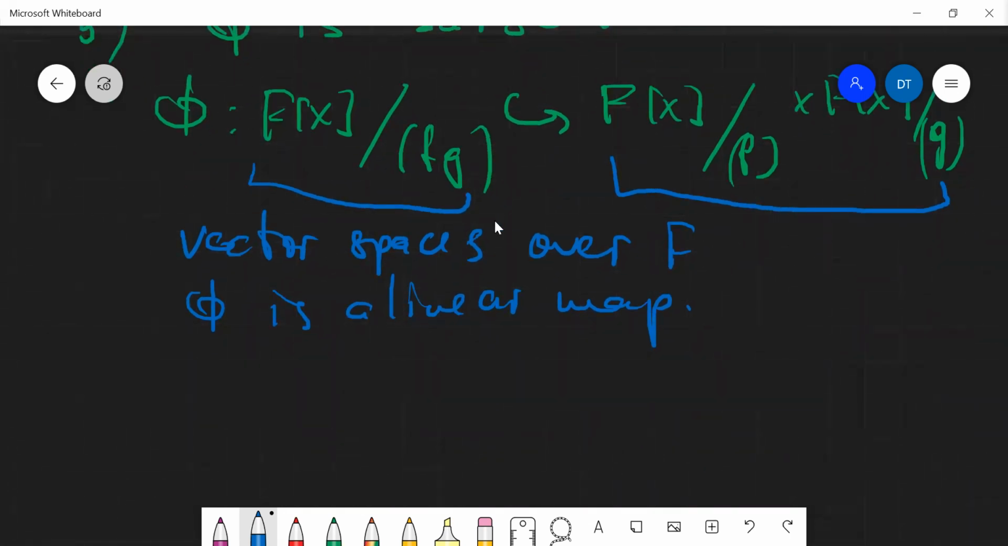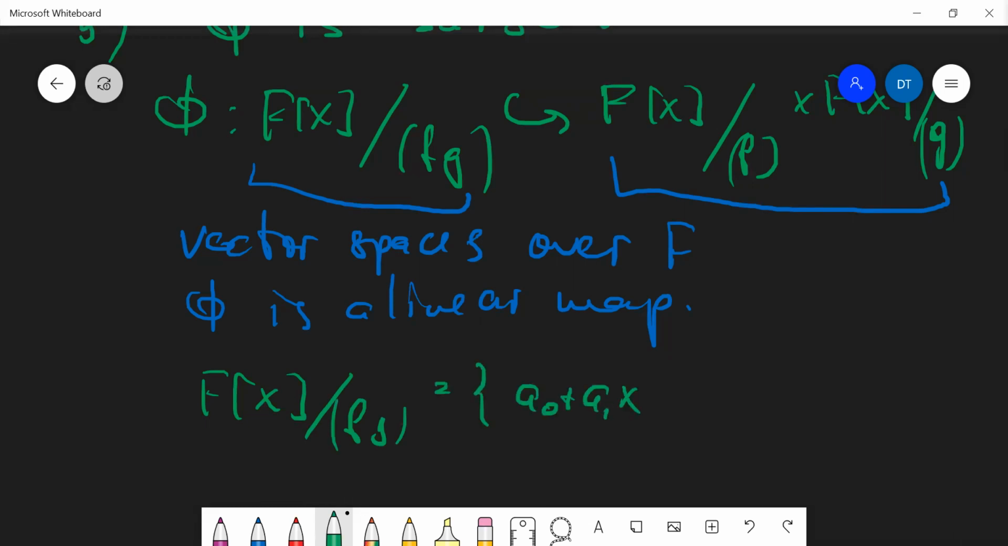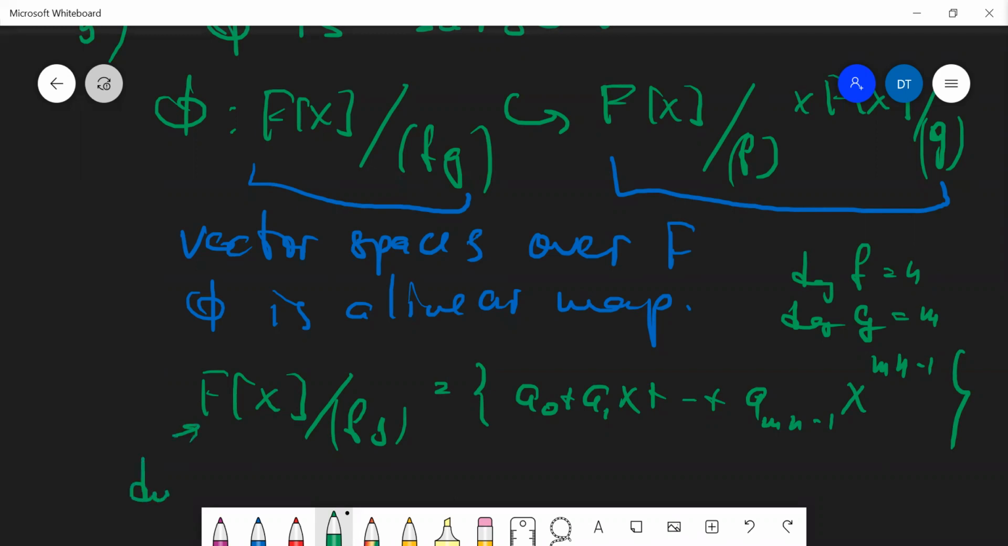But what is the dimension of this one? By definition, it consists of all polynomials of degree strictly smaller than the product. Let's say the degree of f is n and the degree of g is m. Then this space consists of all polynomials of degree strictly smaller than n times m. So there are m times n linearly independent monomials, and the dimension of this space is n times m.